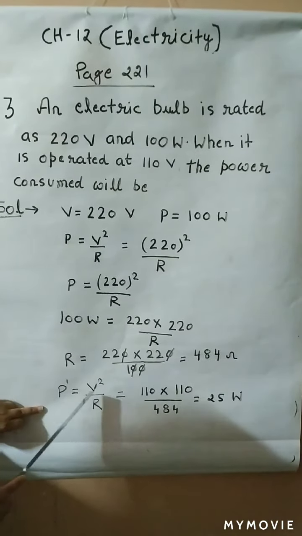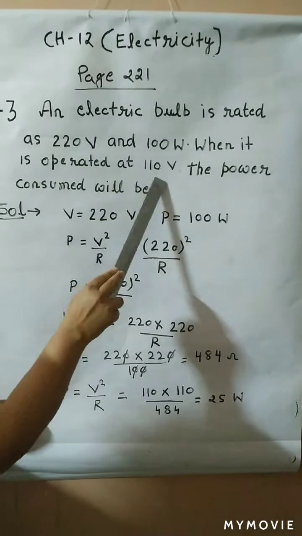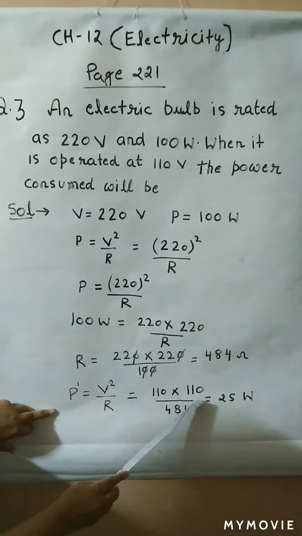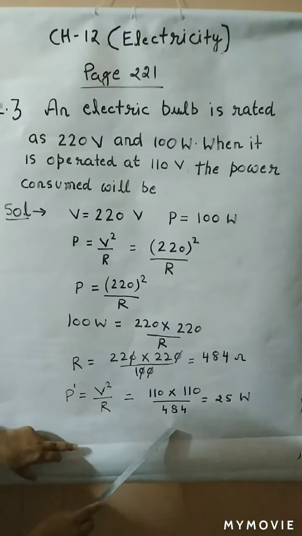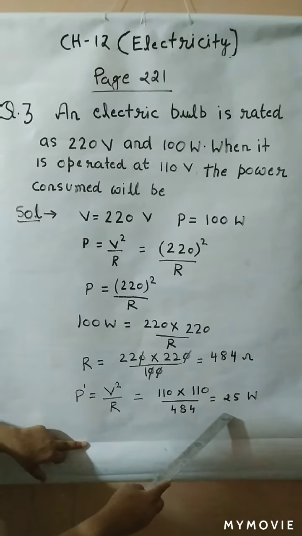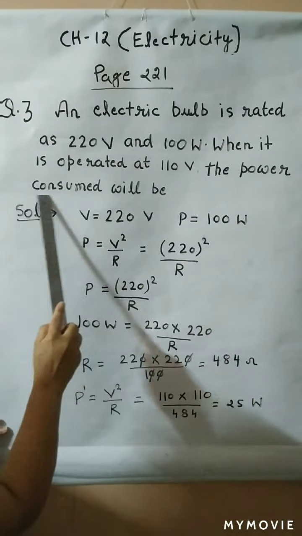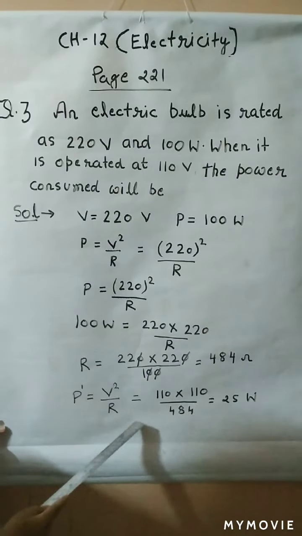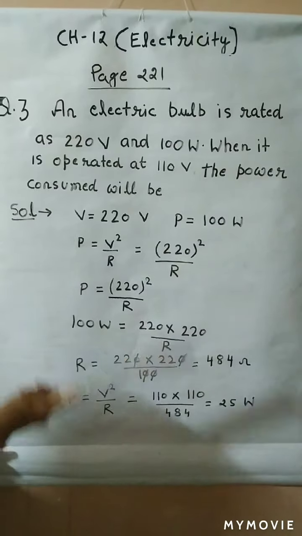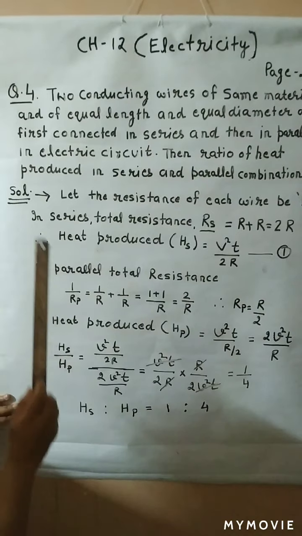Now the new power will be, as the potential is changed to 110 volt, 110 into 110 upon the resistance of the bulb. The power will now be 25 watt. This means when you change the potential, the power consumed by the bulb will be 25 watt. So let us now do the next numerical.